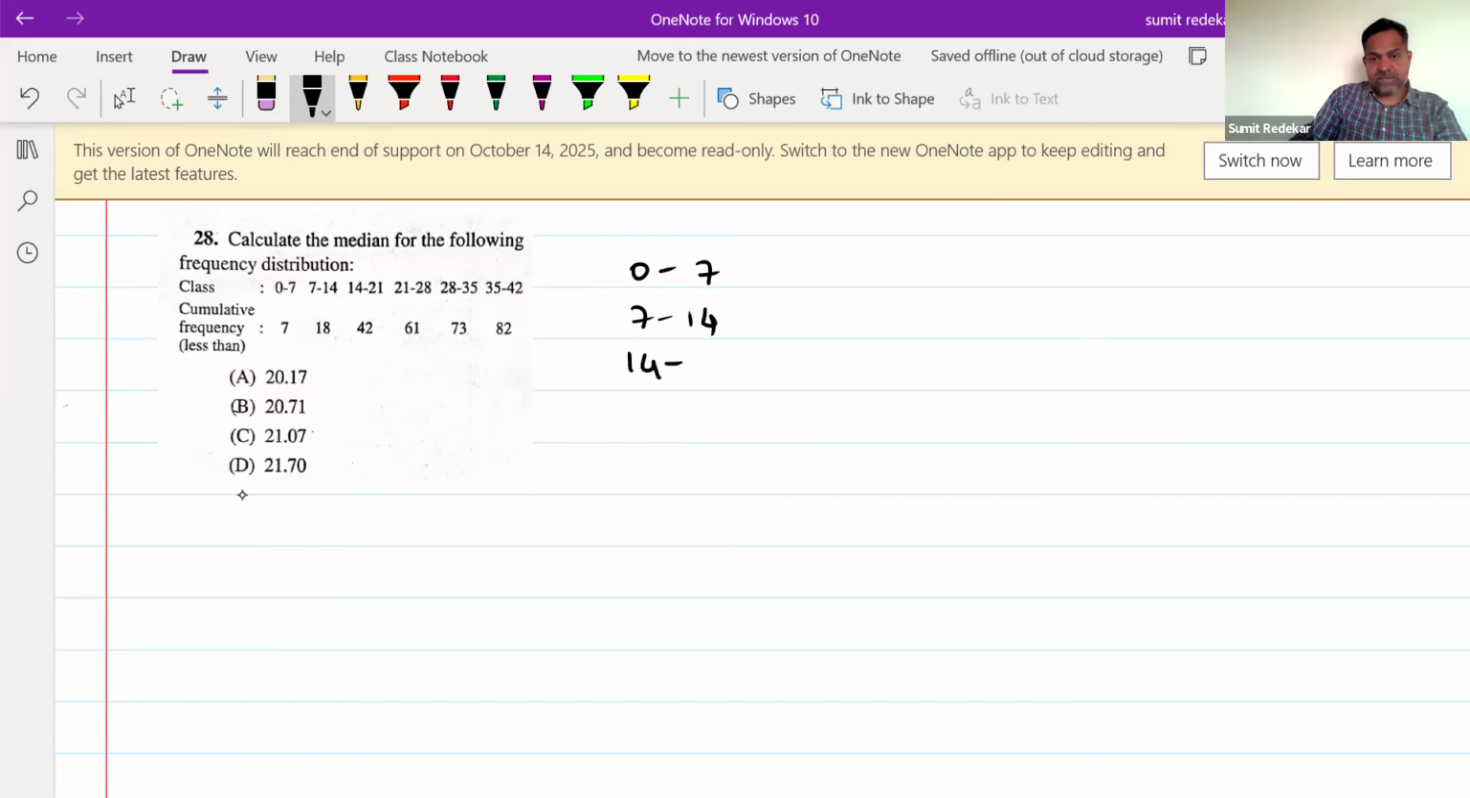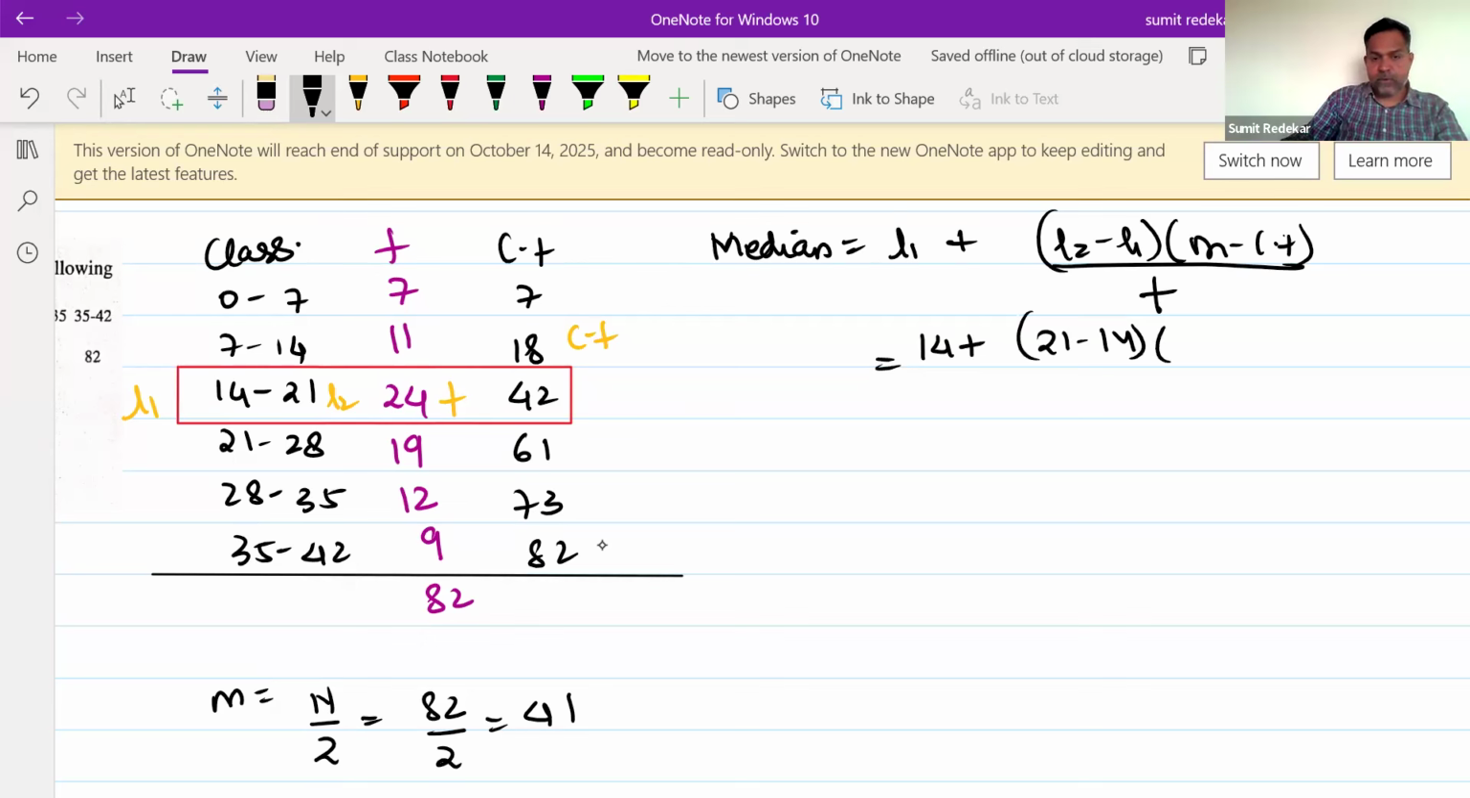तो अगर ये आपका क्वार्टाइल क्लास हो गया है, तो ये है आपका L1, ये है आपका L2, ये है आपका M, ये है आपका F, और ये है आपका CF। So when I put it into the median formula, the median is going to be L1 plus L2 minus L1 into N minus CF, the whole divided by F, which is L1 14 plus L2 minus L1 into M, which is 41, minus CF, which is 18, the whole divided by F, and that is 24.